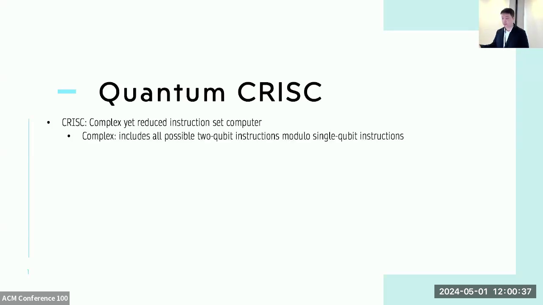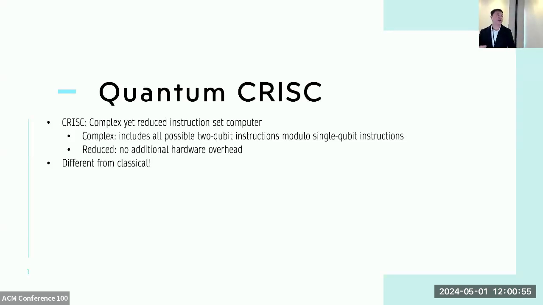It is complex in the sense that it includes all possible 2-qubit instructions, modulo single-qubit instructions. And it's also reduced in the sense that you don't pay any additional hardware overhead for having such an expressive instruction set. You might think this is very counterintuitive. How do we have both complex and reduced for an instruction set? This is because quantum computing is fundamentally different from classical computing in the following way.